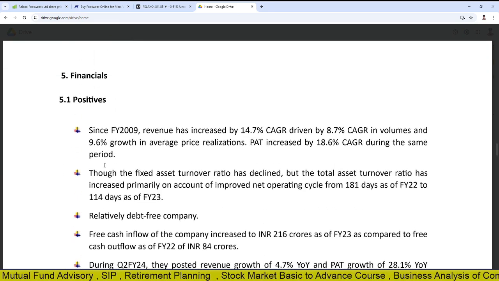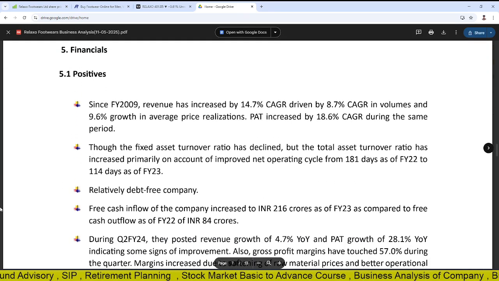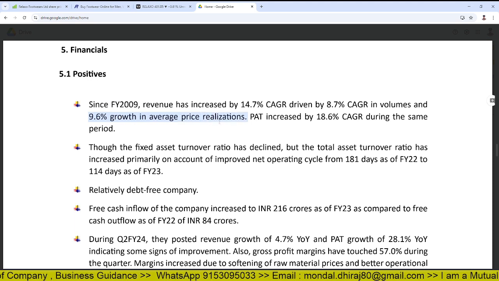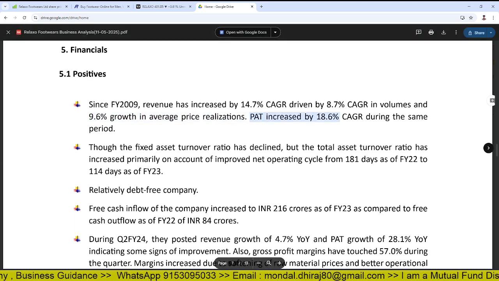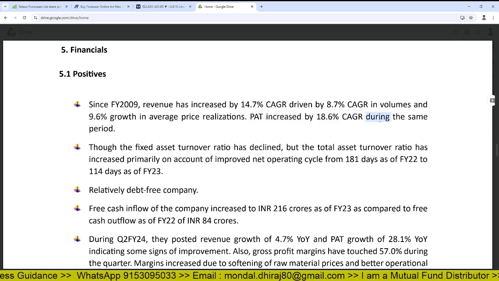Let us discuss the financials. Financials also had some negatives, but right now they have improved. So let us discuss the positive points. Since FY 2009, revenue has increased by 14.7% CAGR, driven by 8.7% CAGR in volume and 9.6% growth in average price realization. PAT increased by 8.6% CAGR during the same period.